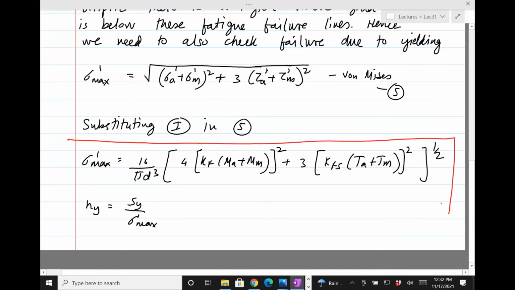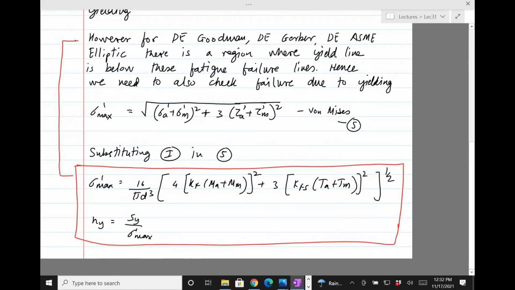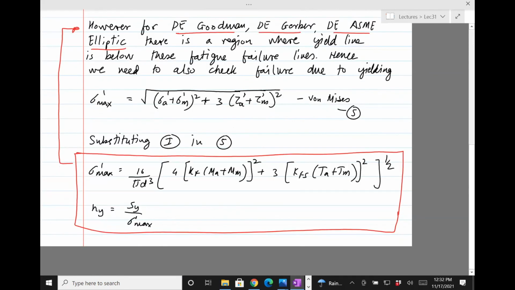And only for those 3 criteria I mentioned. That would be for these 3: Goodman, Gerber, ASME elliptic. You don't need to check that for Soderberg because that rules out yielding if it satisfies the fatigue line. Okay, so let's just put all this what we learned into a problem. In fact, 2 problems.